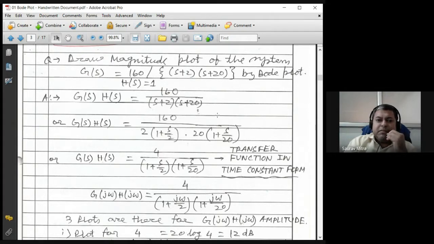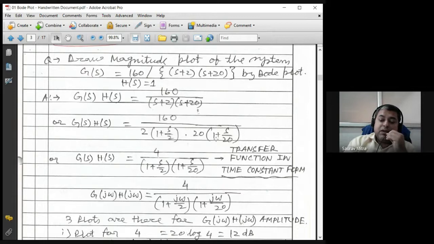Numerator, nothing has to be done because there is no zero. There are only two poles in the system. If it is only a two pole system, we will find that the maximum phase of the system as omega tends to infinity can be minus 180, because this s plus 2 gives minus tan inverse omega by 2, and s plus 20 gives minus tan inverse omega by 20. So both these terms can give a minus 90-degree phase each as omega tends to infinity. So the maximum phase we can find in this case is minus 180.